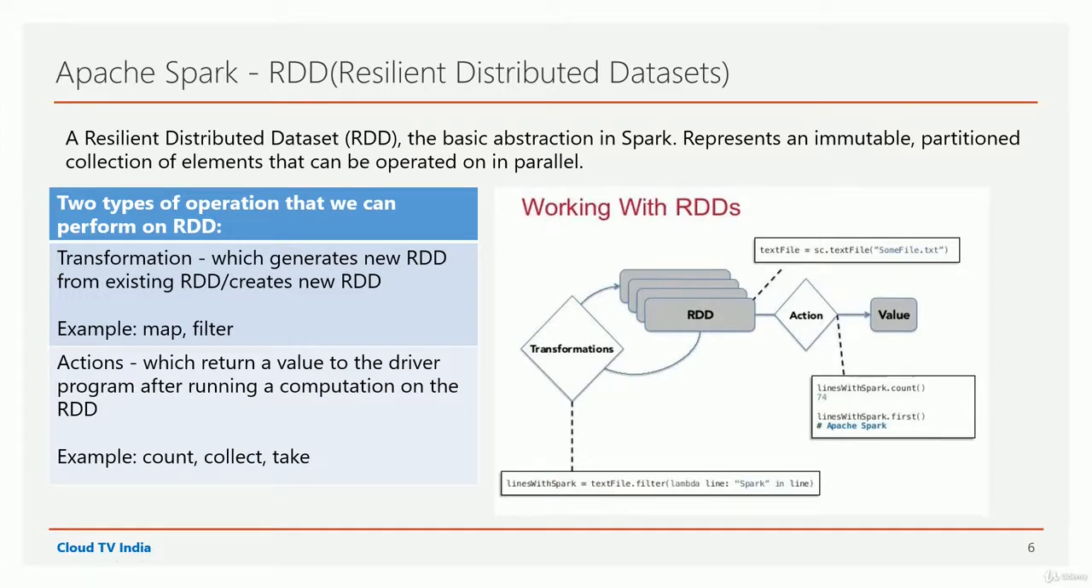So what is the other type of operation? That is called actions. When you do an action, it returns a value to the driver program after running the computation on the RDD. If you want to see the lines which have the word Spark, you want to see the output, right? So you need to do an action operation. For example, collect is one of the operations. When you do collect, all the data will be computed in the RDD, and it will return the result. It will return the value to the driver program.